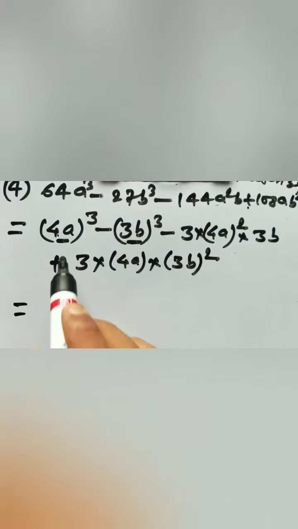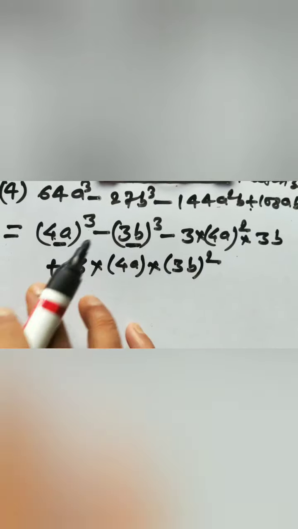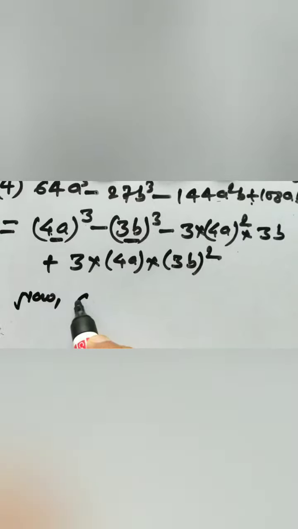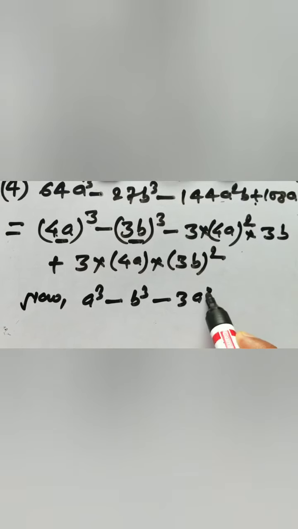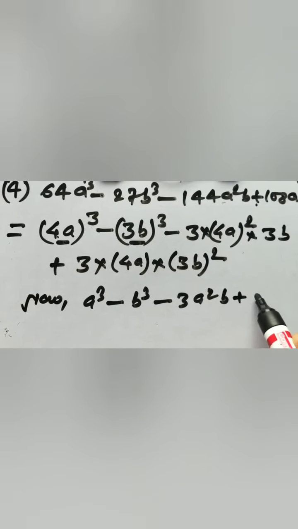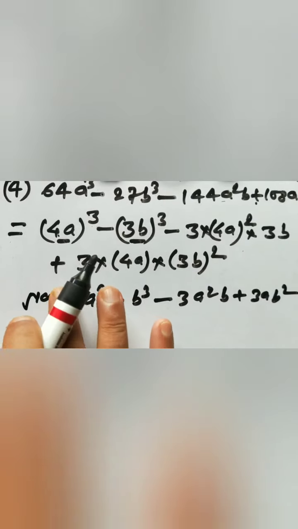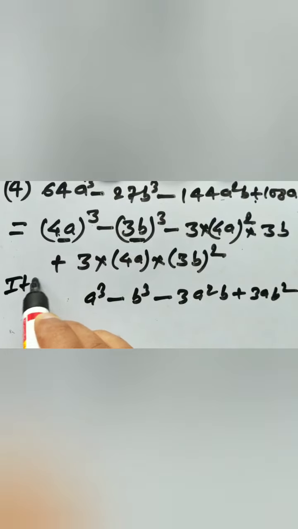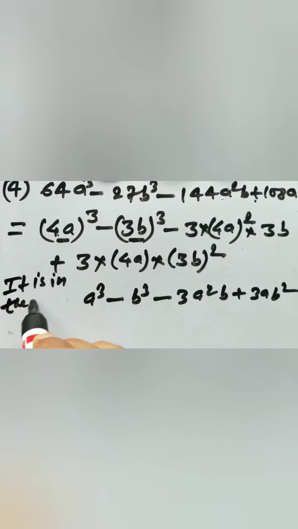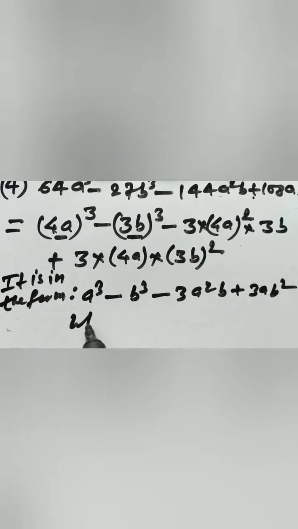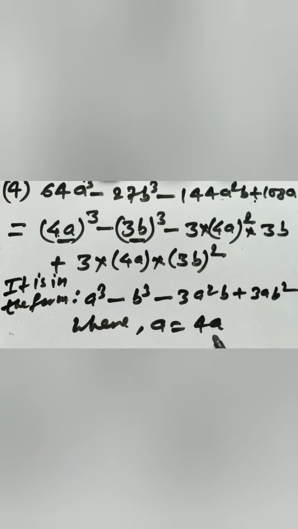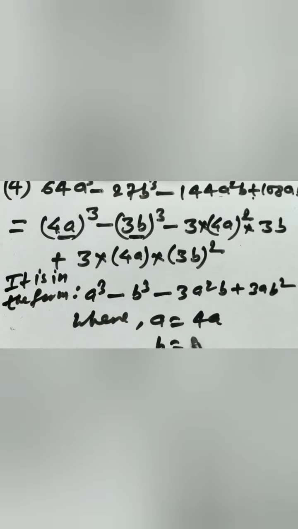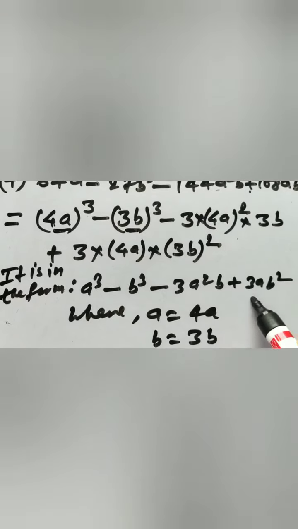So now it is in the form a cube minus b cube minus 3a square b plus 3ab square. It is in the form where a is equal to 4a and b is equal to 3b, and its value is equal to a minus b the whole cube.